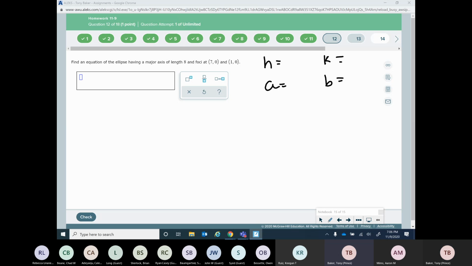So this one, they give me my major axis length. My major axis length is 8. So that means half of it is the A value. So that means my A is 4. The next thing they gave me is my foci. So I have 7, 0, and 1, 0. So those are my foci.